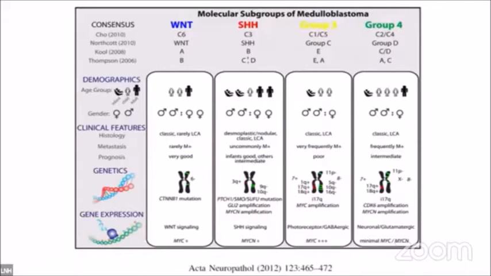Most of the time, if you look at the classic histology, there was a large cell anaplastic type of tumor. These are the ones that metastasize much more commonly. They are more often seen in the infant age group, less than 3 years, while group 4, which is considered to be of intermediate risk, is more in adults.